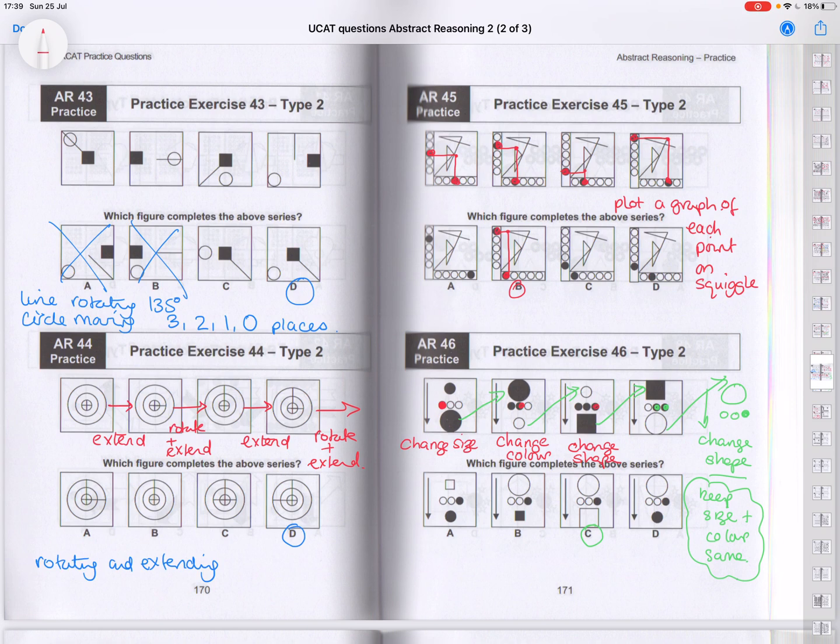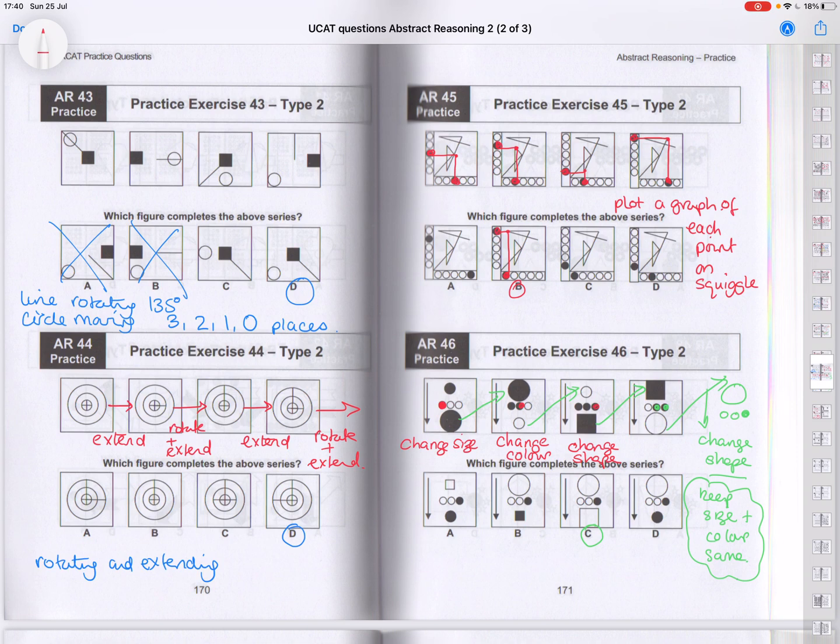44. Now this is extending, then it's rotating and extending, then it's extending, then it's rotating and extending. So that's where it gets to D as the correct answer.